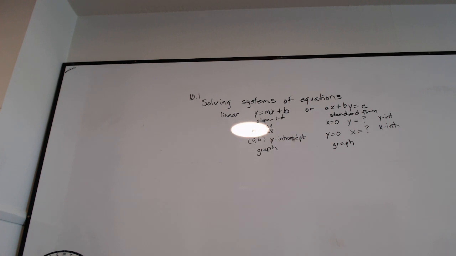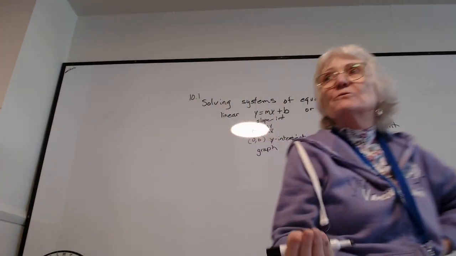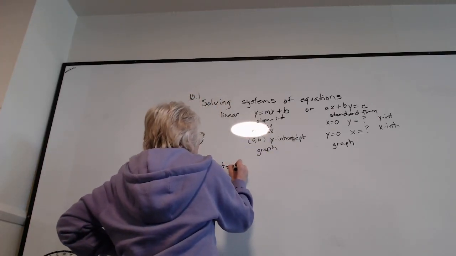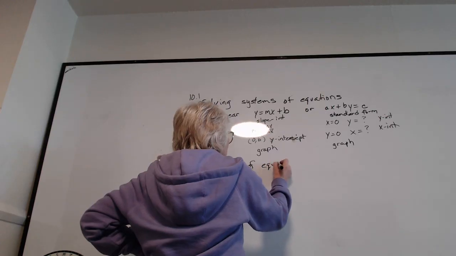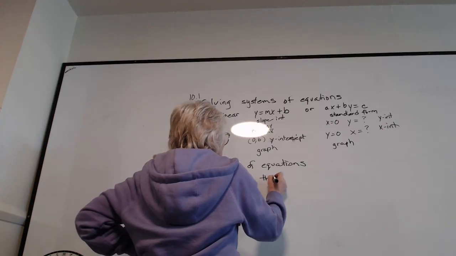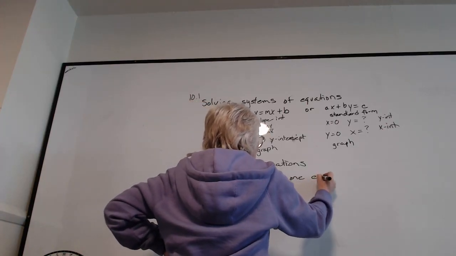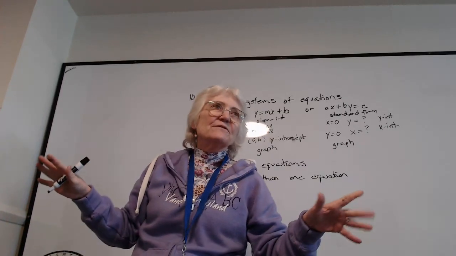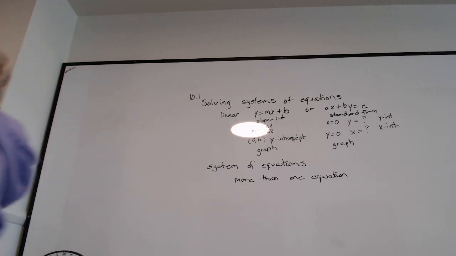So, when we have a system of equations, that means we have more than one equation. A system of equations is more than one. Most of the time we are going to do 2. We're not going to do 3 and 4 and 5, but we can. You can do that many. But we're going to look at just when there's 2.